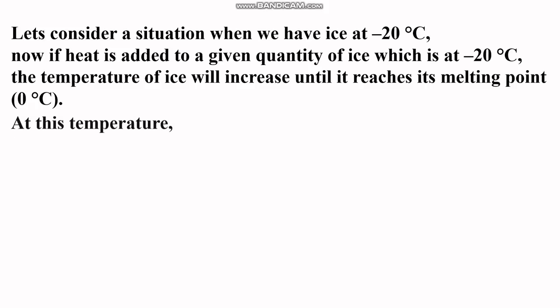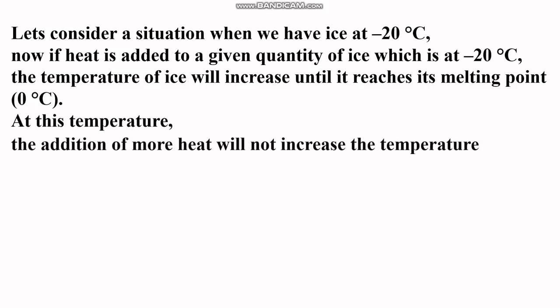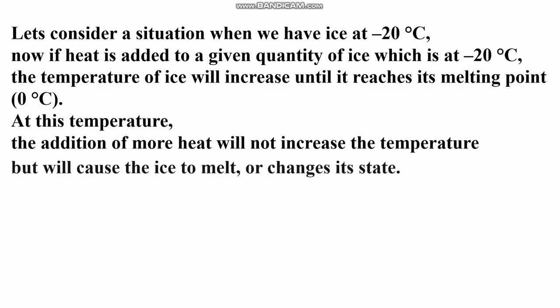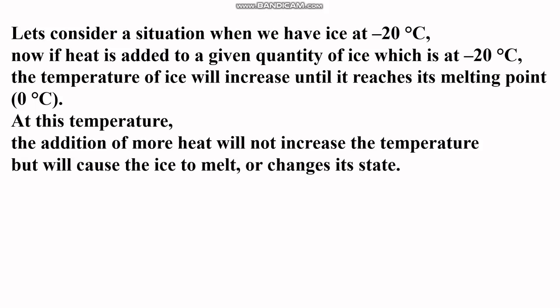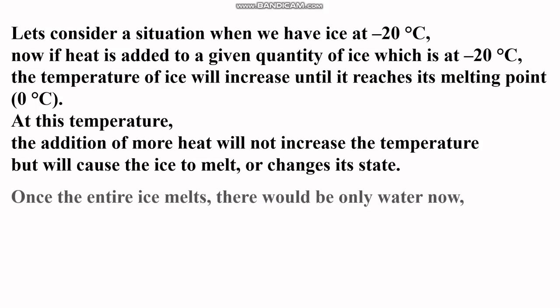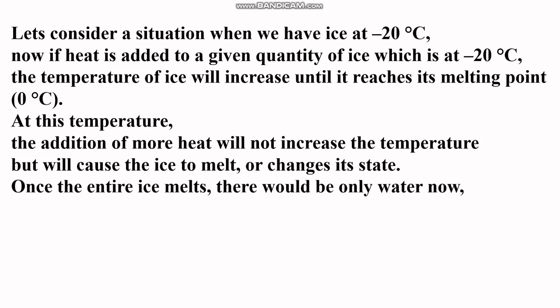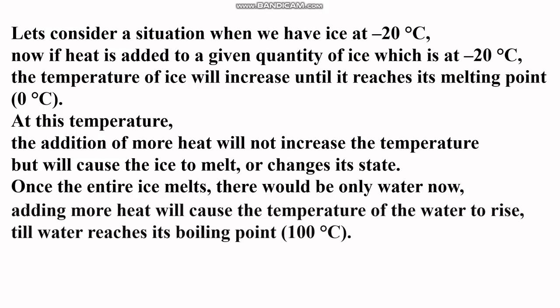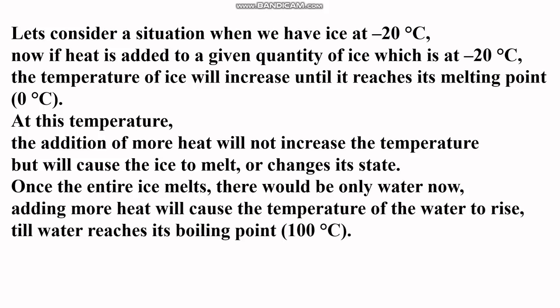So it will reach that temperature, and at this 0 degrees Celsius, the addition of more heat will not increase the temperature, but will cause the ice to melt, or I can say change its state. Once the entire ice melts, there would be only water now. Adding more heat will cause the temperature of the water to rise till water reaches its boiling point, which is 100 degrees Celsius. So children, what is it implying?